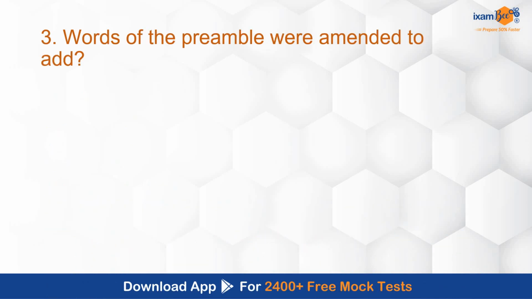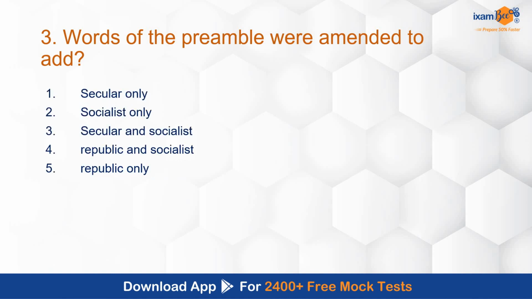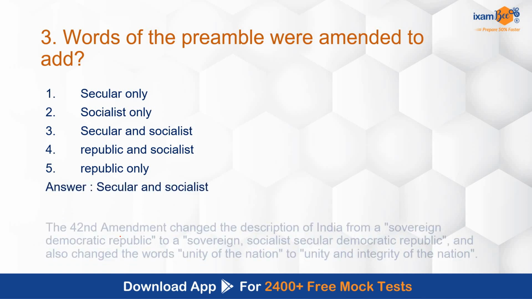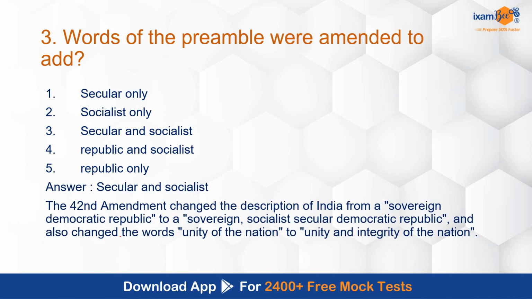Moving to question number 3. Words of the preamble were amended to add which terms? Which terms were added in the preamble? The correct answer is secular and socialist. The 42nd Amendment changed the description of India from a sovereign democratic republic to a sovereign socialist secular democratic republic and also changed the words unity of the nation to unity and integrity of the nation.